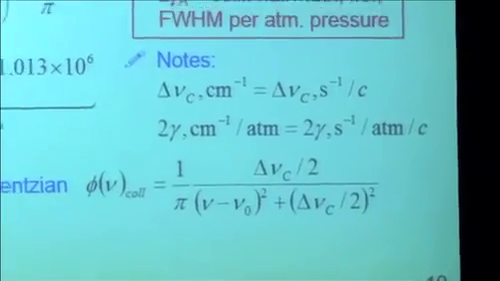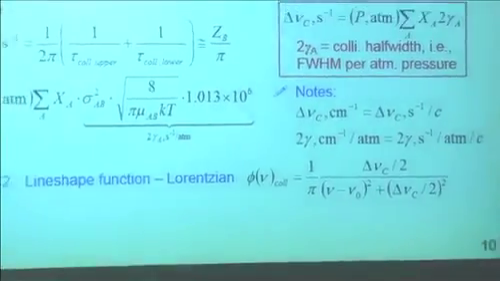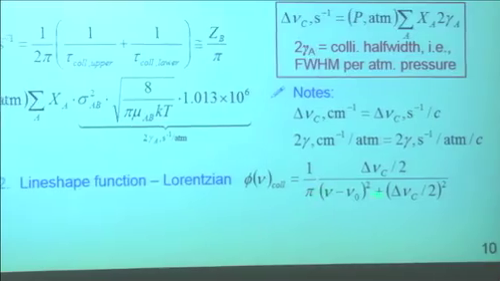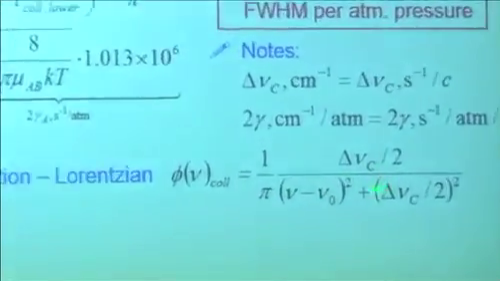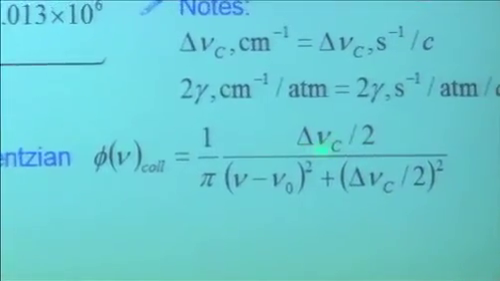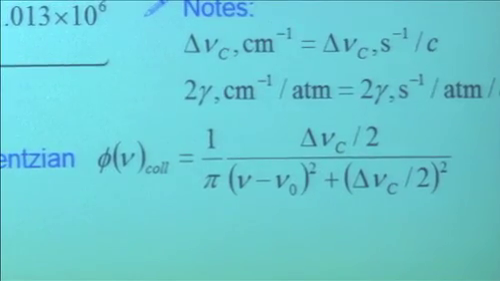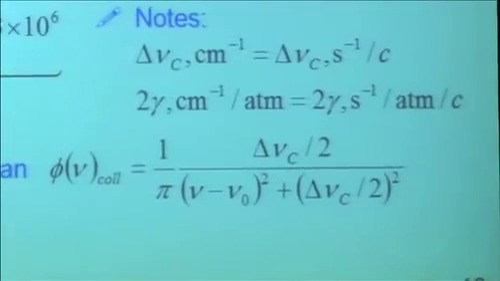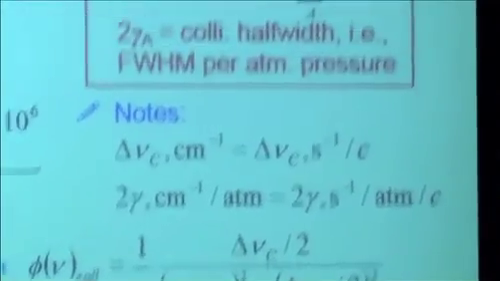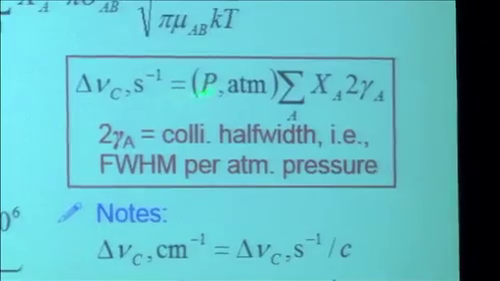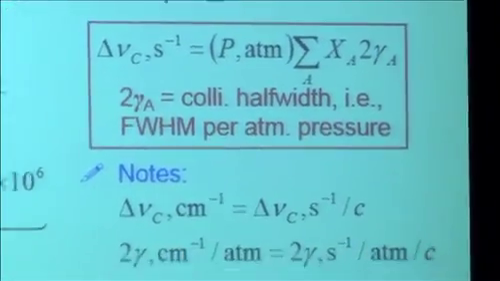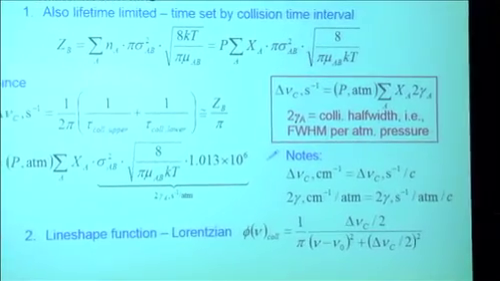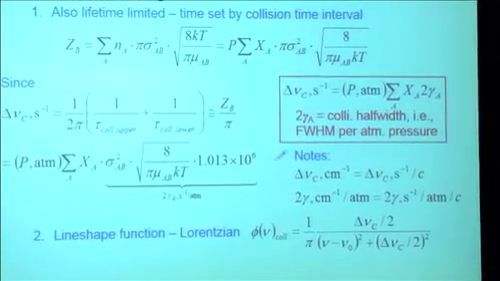And this one has the Lorentzian form, just like we showed before. Where this shape is, distance from line center squared plus delta nu c over 2. So delta nu c is this number divided by 2. And that delta nu c comes from here. So you tell me the mole fractions of the species, the pressure of the mixture, and the individual 2 gammas, the collision broadening coefficients, I can calculate delta nu c, use it here, and I've got my line shape function.